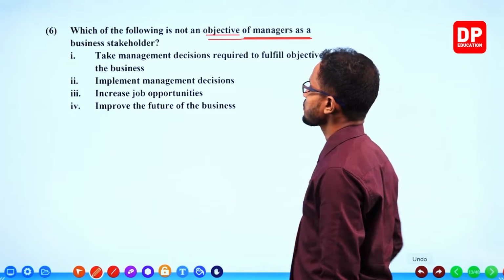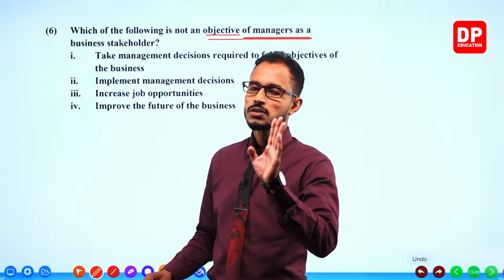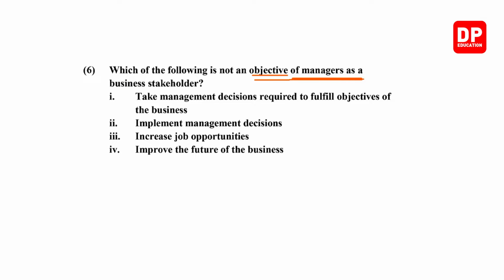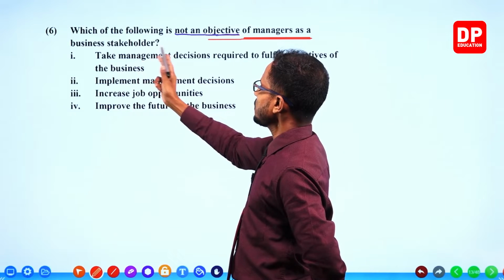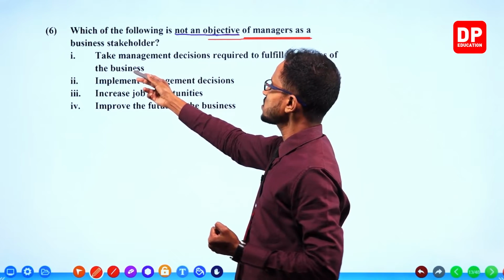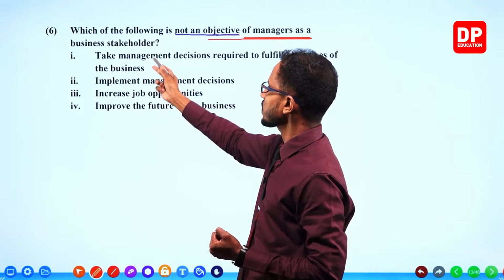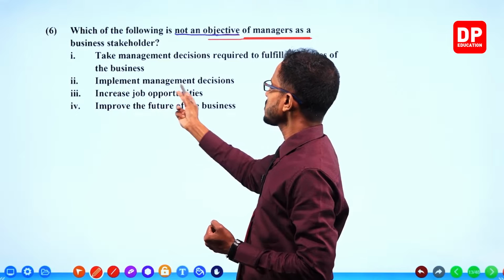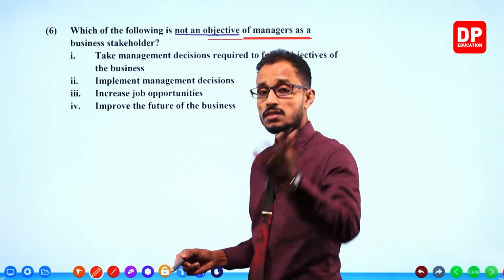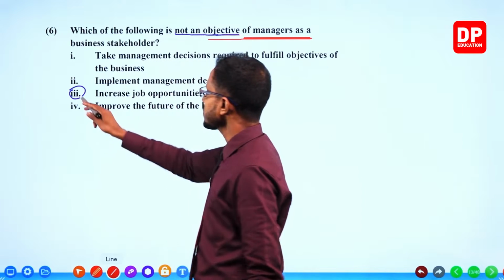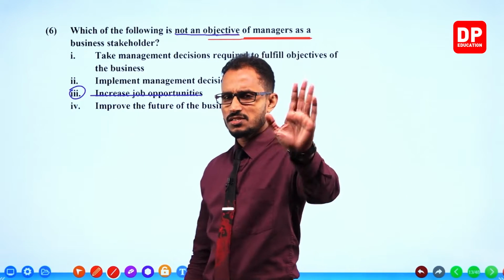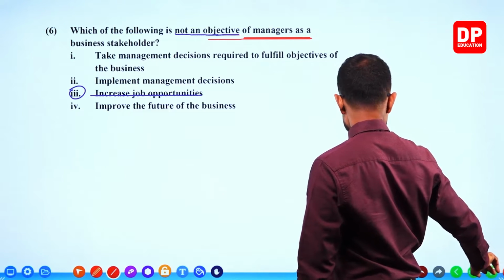Now, what is not an objective? What's the wrong one? Taking management decisions required to achieve the objectives of the business, that is clearly a role of the manager. Implementing management decisions also, that is also clearly a role of the manager. Improving the future of the business, that is also clearly his thing. But increasing job opportunities for the country, for the society, it's not the manager's duty. There you go. That is the answer.